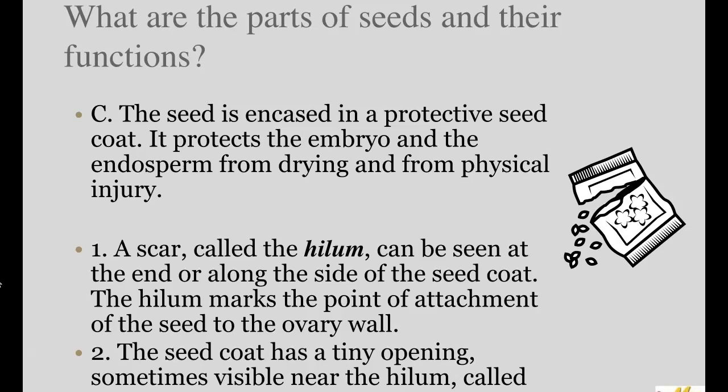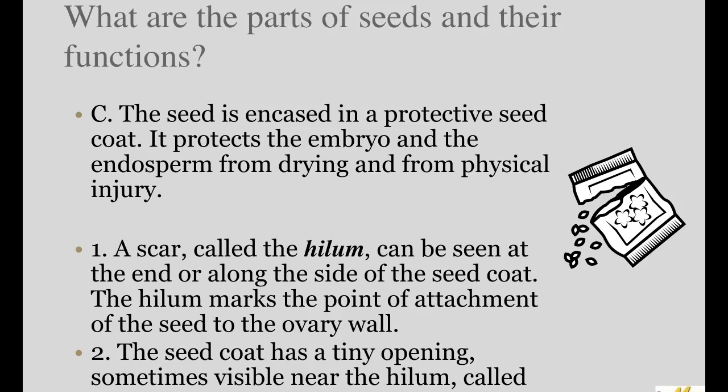It does talk about here, it says a scar called the hilum can be seen at the end or along the side of the seed coat. The hilum marks the point of attachment of the seed to the ovary wall. To me, I think of the hilum as a belly button. Some seeds, it's really evident. So if you think of black-eyed peas, it has a big dark spot. Soybeans, it's kind of the reverse, where it's a tan color with a dark spot. That's actually where the hilum is.